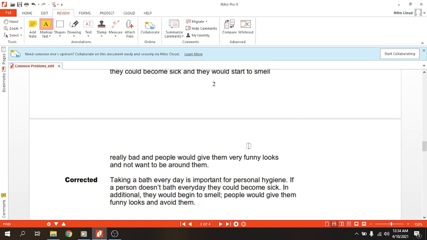Coba kalau kita perbaiki. Ini contoh yang diperbaikinya. Taking a bath every day is important for personal hygiene. If a person doesn't bath every day, they could become sick. Ini harus ada koma di sini ya. If the person doesn't bath every day, they could become sick. In addition, they would begin to smell. People would give them funny looks and avoid them.